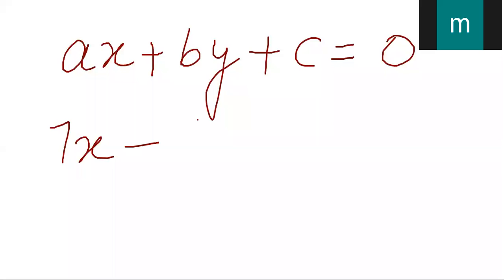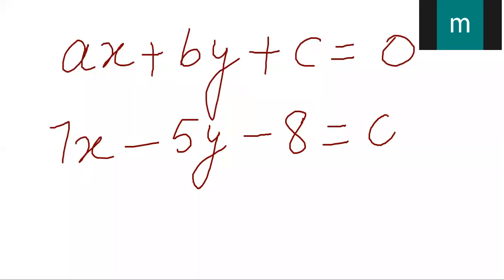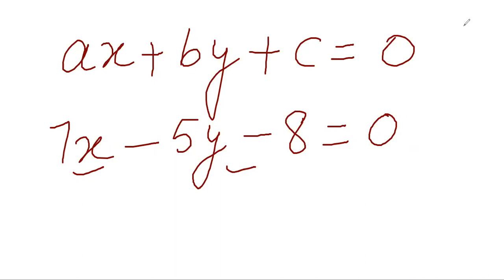7x minus 5y minus 8 is equal to 0. Now we can say that this equation is a linear equation in two variables, because there are two variables and both of the variables are having power 1. That's why we will say that these are the linear equations in two variables.